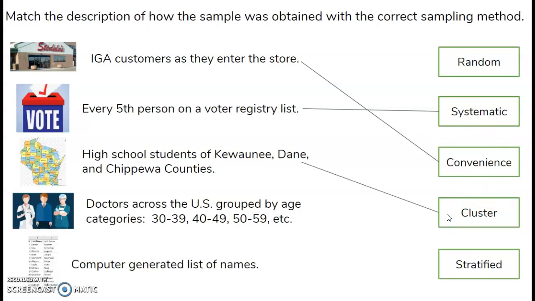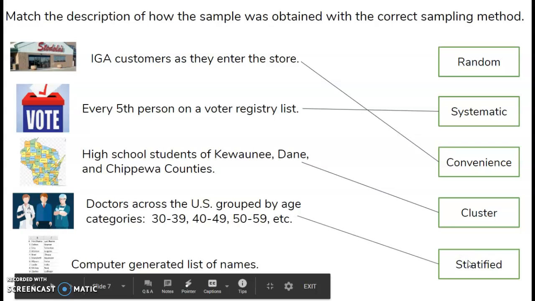The next one, I have doctors across the United States and I grouped them by their ages. Well, first of all, I actually grouped them by their careers because I only want the doctors. Then after that, I grouped them by their ages and put them in categories, 30 to 39, 40 to 49, etc. That will be stratified.